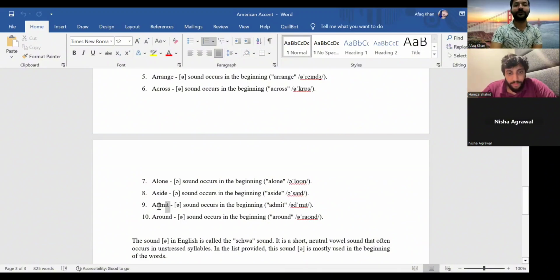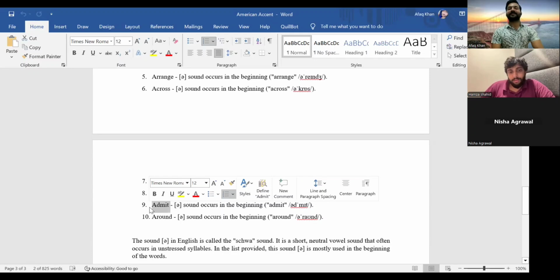Okay, it's your turn, Hamza. I want you to use this word for me in a sentence. Please admit your mistake. Aid. It is an aid. Admit. Okay, how do you say the schwa sound? How do you say the schwa sound?